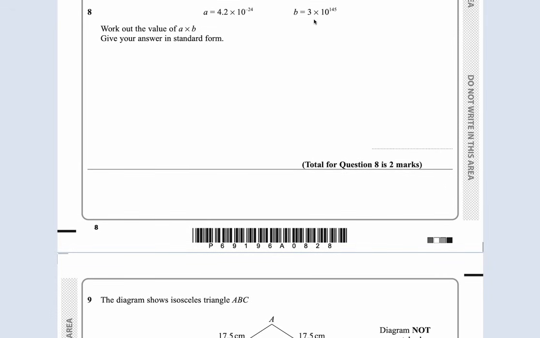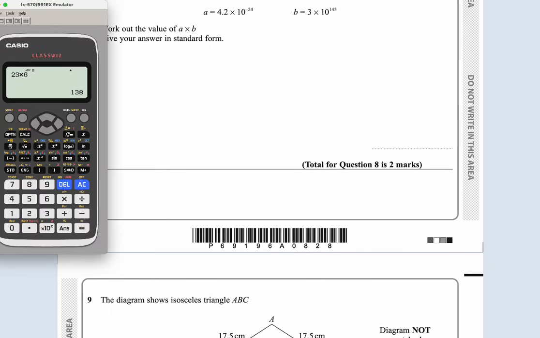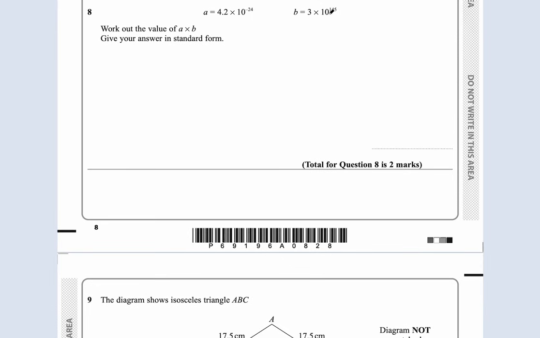A is this, B is this. Work out the value of A times B and give your answer in standard form. So guys, they've started doing this now. They give you numbers that your calculator can't handle. Let's just check it out. 4.2 times 10 to the power of negative 24 times 3 times 10 to the power of 145. Your calculator can't deal with it because this number here, 10 to the power of 145, is a crazy, crazy big number. So the calculator can't cope with it. At least my one can't.